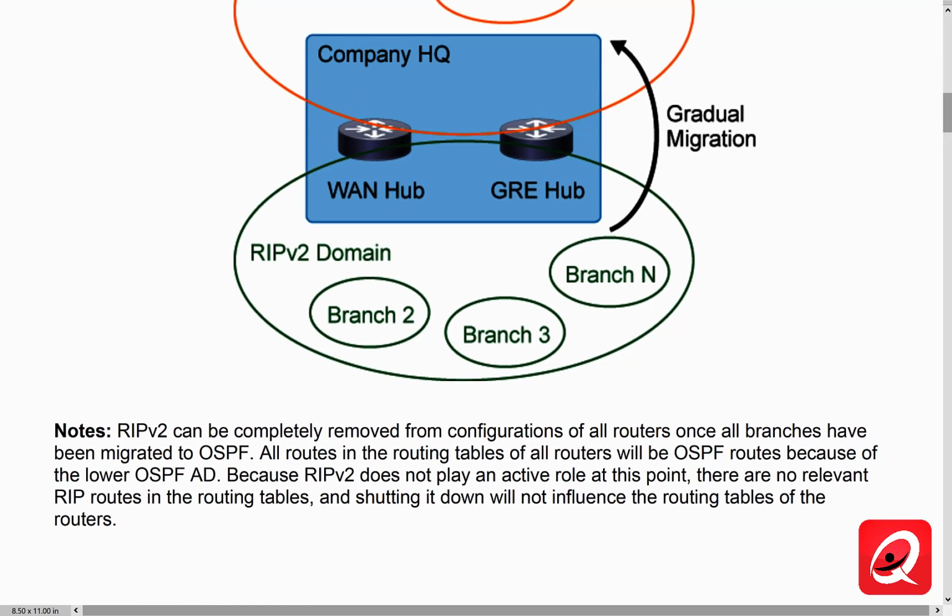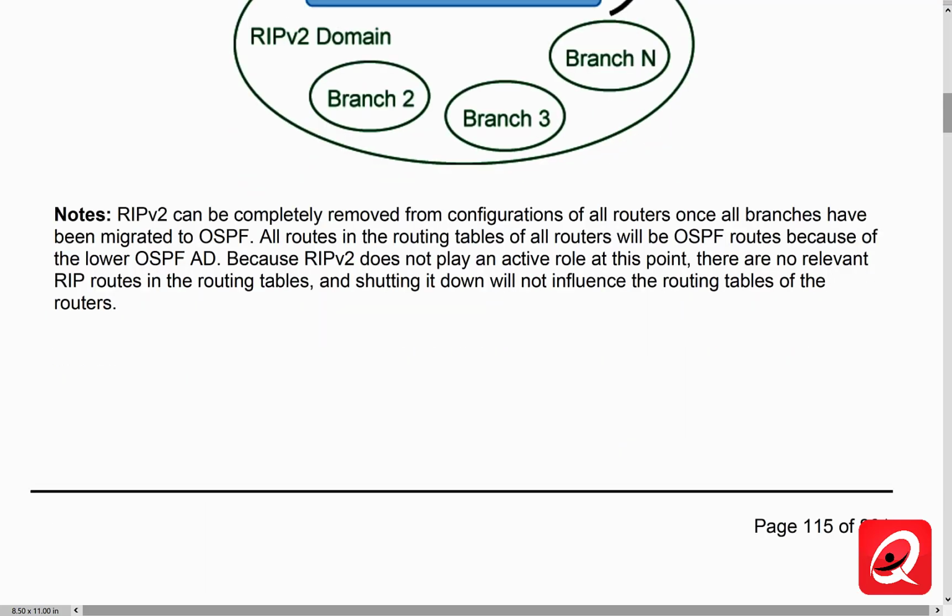RIP version 2 can be completely removed from the configurations of all the routers once all the branches have been migrated to OSPF. All the routes in the routing tables of all routers will be OSPF routes because of the lower OSPF AD. Because RIP version 2 doesn't play an active role at this point, there is no relevant RIP routes in the routing table. Shutting it down will not influence the routing to those destinations. Fair enough, makes sense.